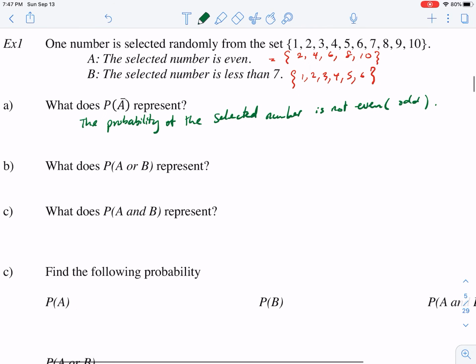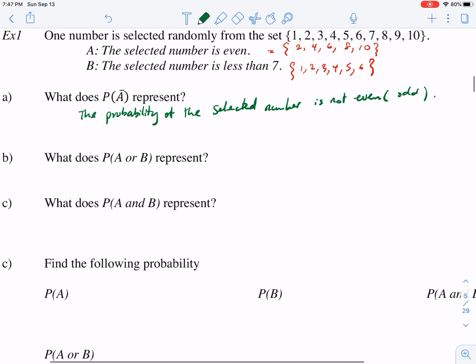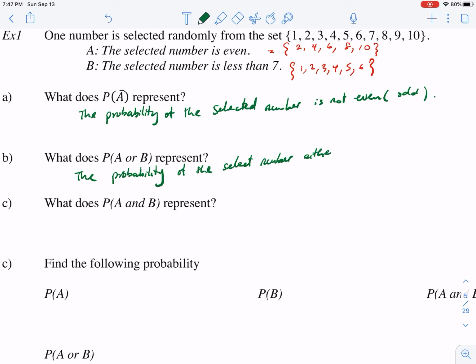Moving on, what does P of A or B represent? This represents the probability of the selected number being either even or less than 7, or both even and less than 7. Okay, so all those scenarios.